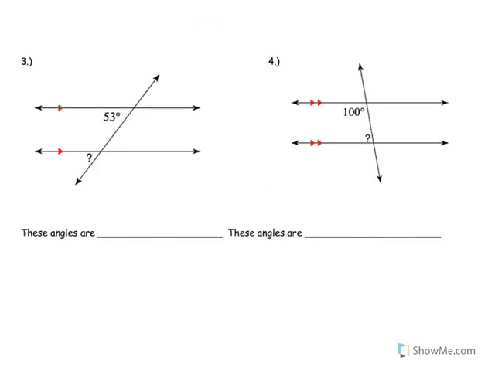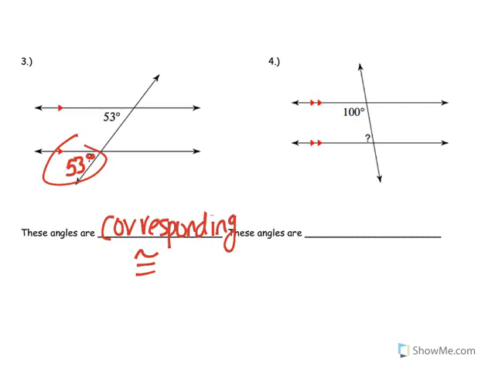All right, so I gave you the parallel lines, and we know we have 53 and the question mark. Those 2 angles are corresponding, right? And we know corresponding angles are congruent, so that means if the top one's 53, the bottom one's also 53. It's the same. And again, I'm done.